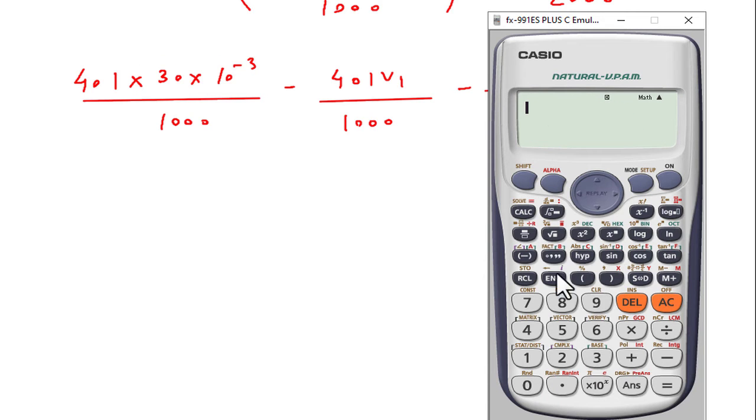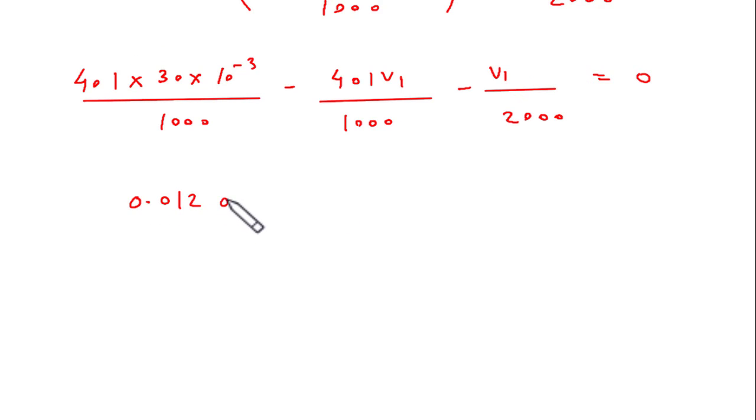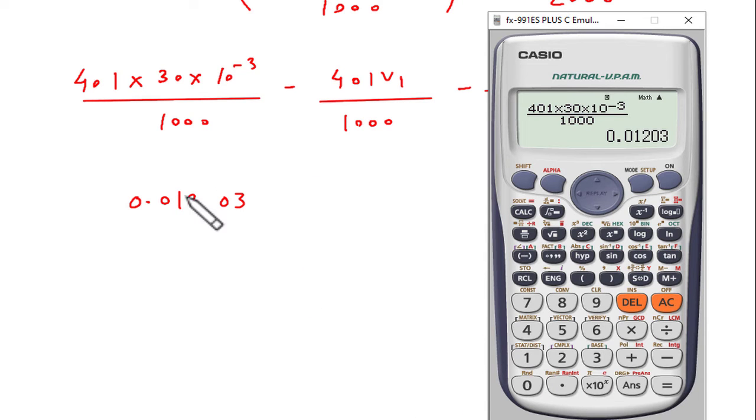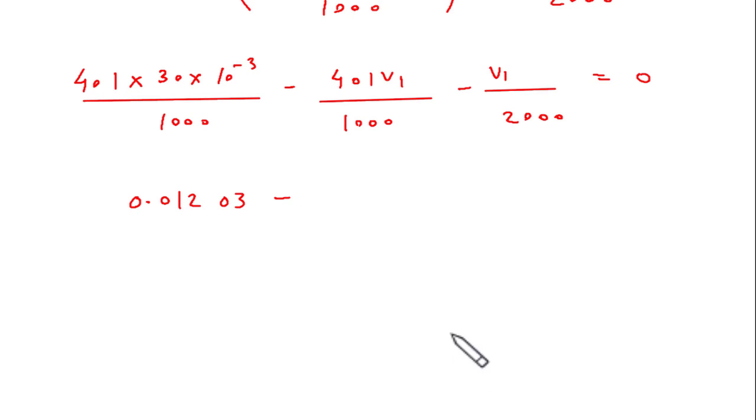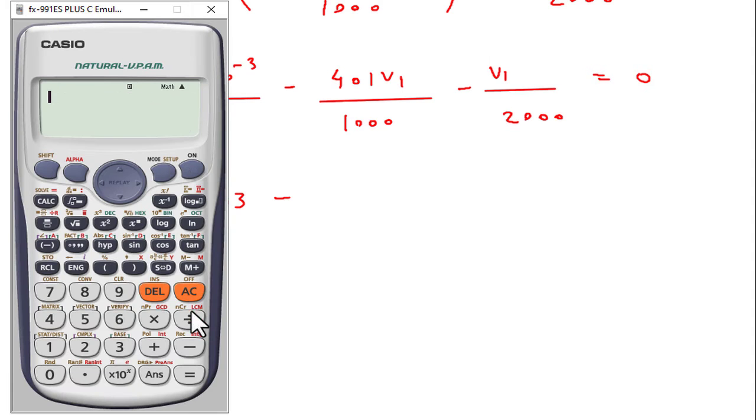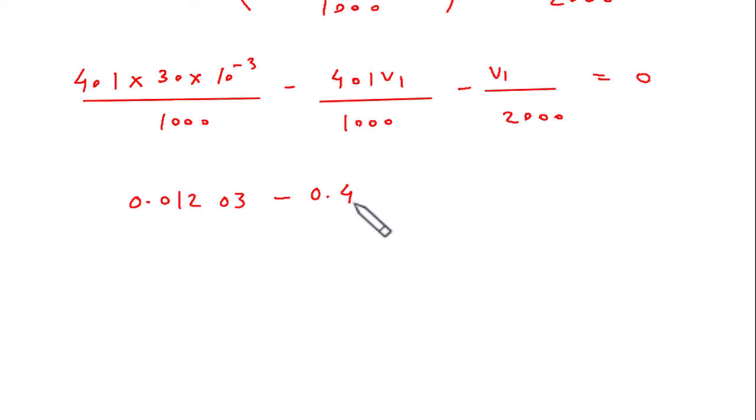This will be 401 into 30 into 10 raised to minus 3 by 1000, which is 0.01203, minus (401 by 1000 plus 1 by 2000), which is 0.4015 V1, is equal to 0.